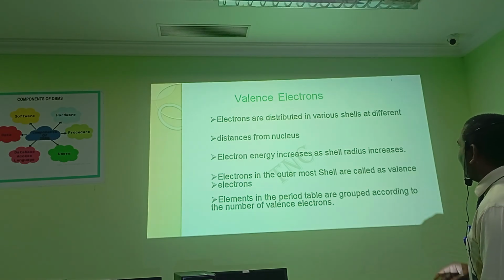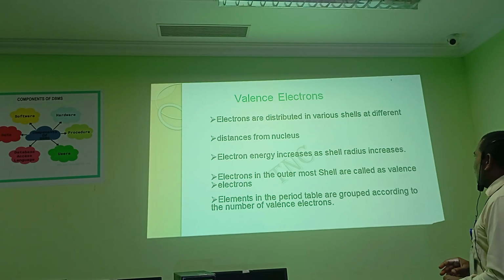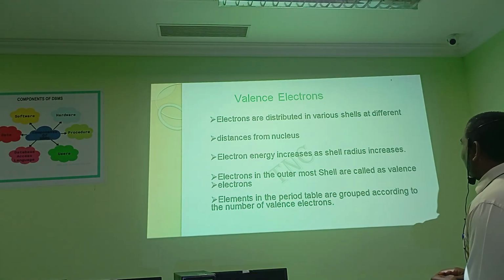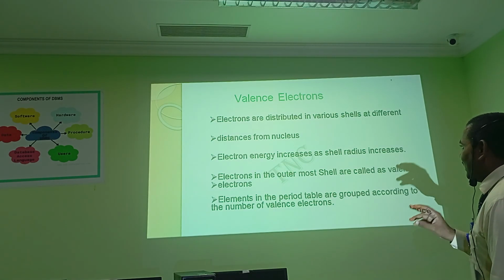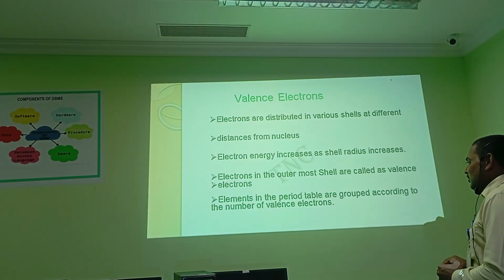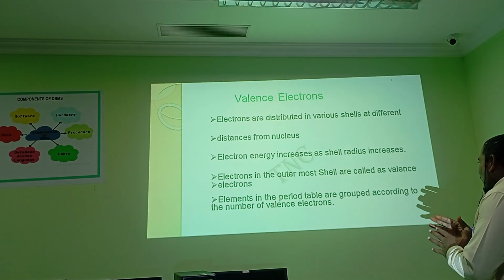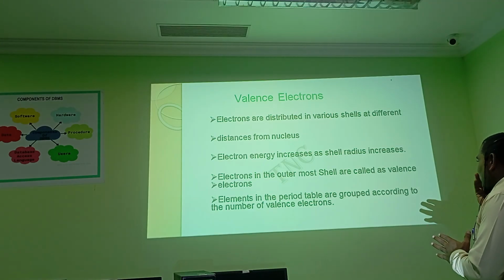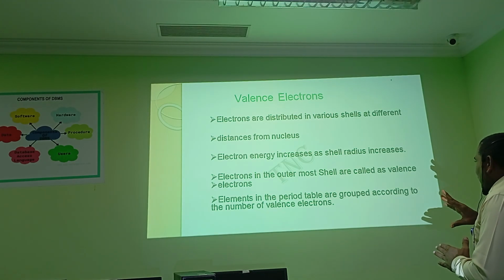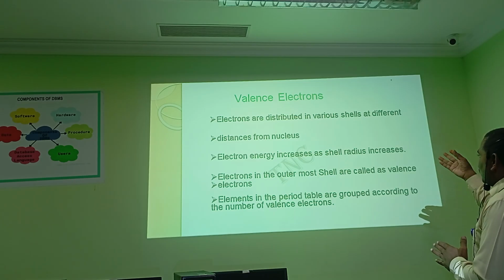The electrons are distributed in various shells at different distances from the nucleus. The electron energy increases as the shell radius increases. The electrons in the outermost shell are called the valence electrons. The filling of the electrons goes one by one, 1s to 2s, as per the Pauli exclusion principle: 1s, 2s, 3s. So the valence is created by the outermost electron.